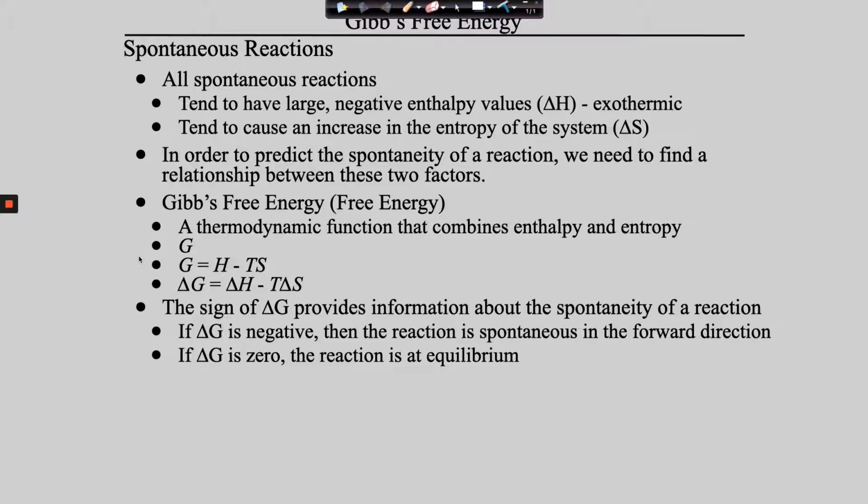So if delta G is negative, the reaction is spontaneous. If delta G is zero, the system is at equilibrium. Now guys, this is weird. What if delta G is positive? Is it spontaneous? Let's think through this. If delta G is positive, is the reaction spontaneous? No, because if delta G is negative, it is spontaneous. So if delta G is positive, it's not spontaneous.